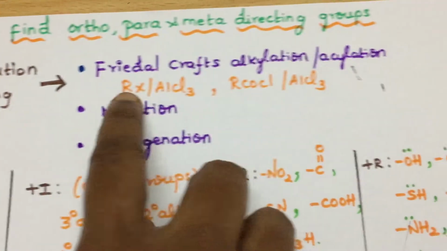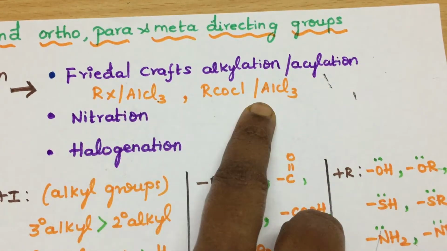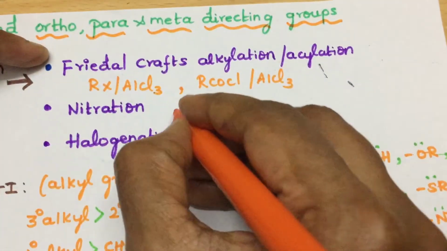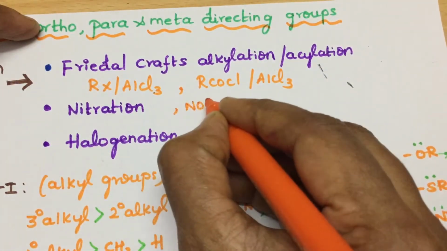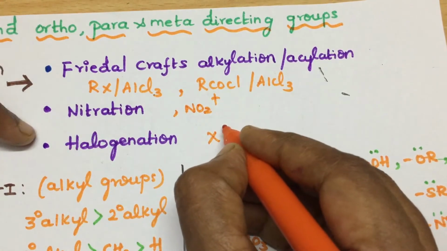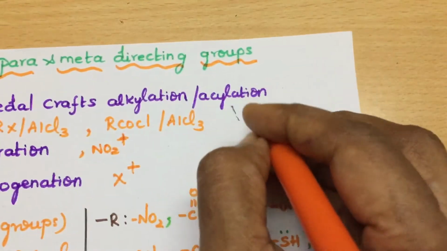So far we read Friedel-Crafts alkylation and acylation reactions. So these are the reagents we use. Okay, and nitration, these are all electrophilic substitution reactions. For halogenation, any halogenation, bromination or chlorination, this is the electrophile. So what is the electrophile here?